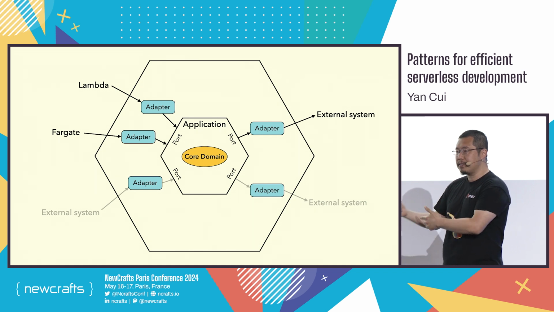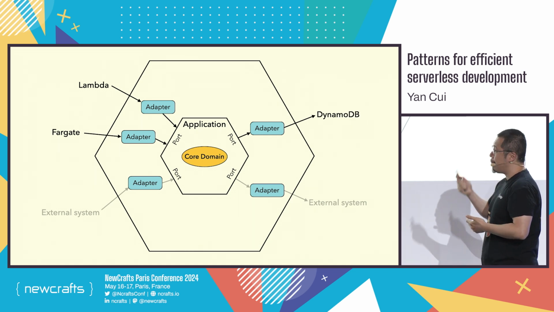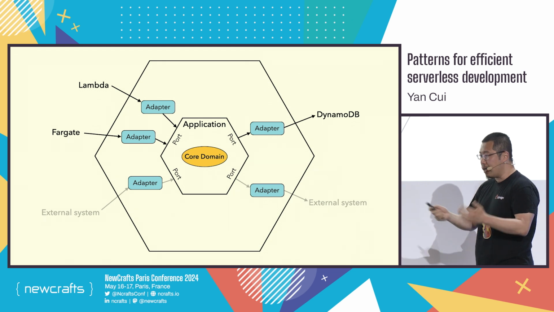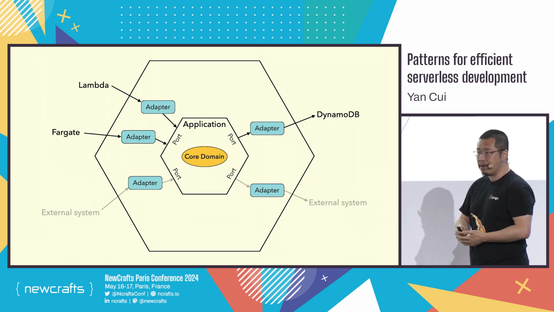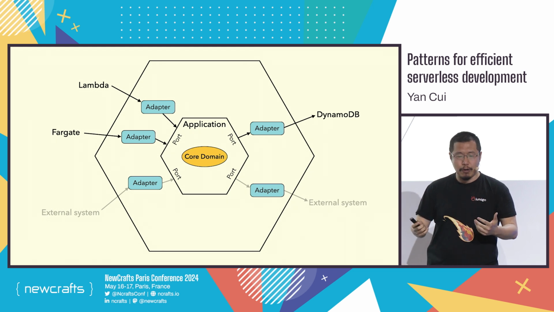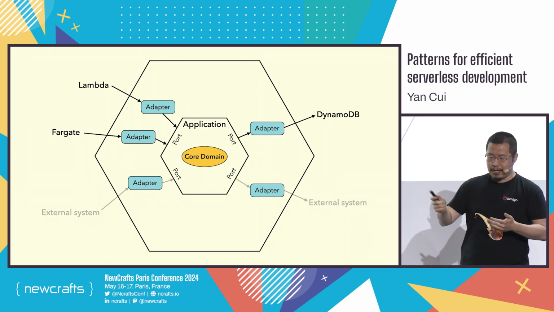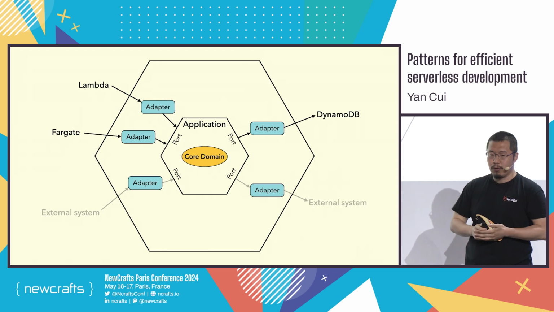And similarly, if your application domain needs to talk to the outside world to get some data or to, say, save some data into a database, you can create adapters that also talk to databases. In this case, okay, let's start with DynamoDB because it's really simple to use, especially if you're just doing mostly CRUD operations. You can create an adapter for the data ports for your core domain.